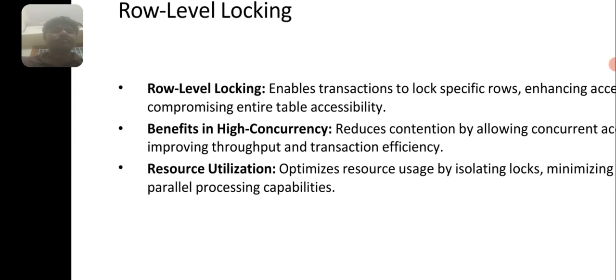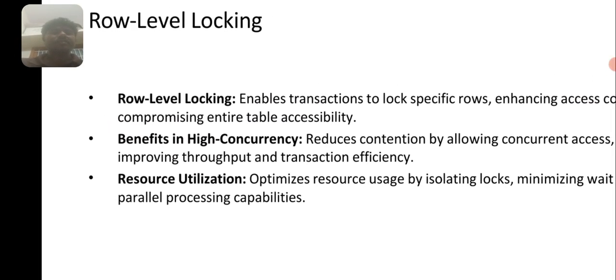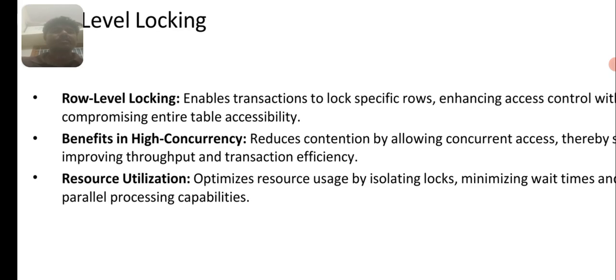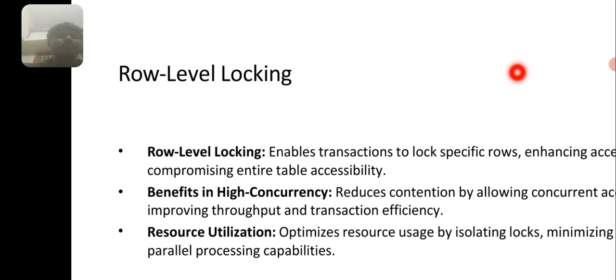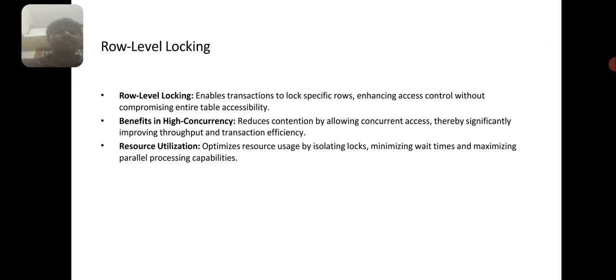Next one is row level locking. Row level locking enables locking of specific rows, and it enhances access control without compromising the accessibility of the entire table. Only the particular rows are accessed, and that is called row level locking.